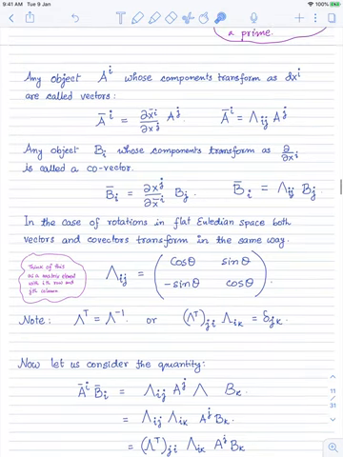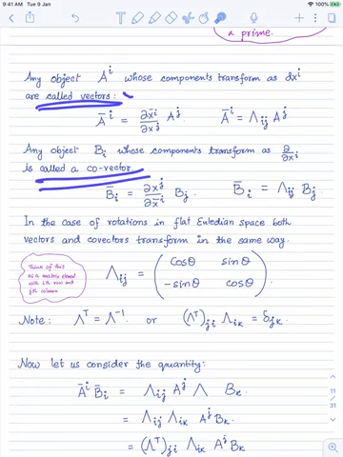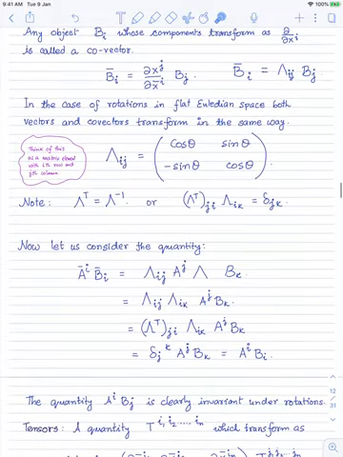And I have defined for you in this case what vectors and covectors are, and there is no distinction between the way they transform. This we noticed. Very good.